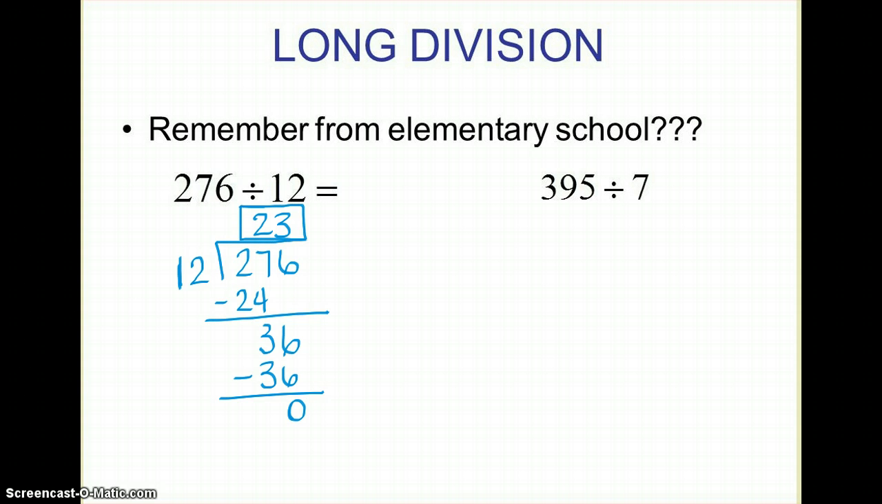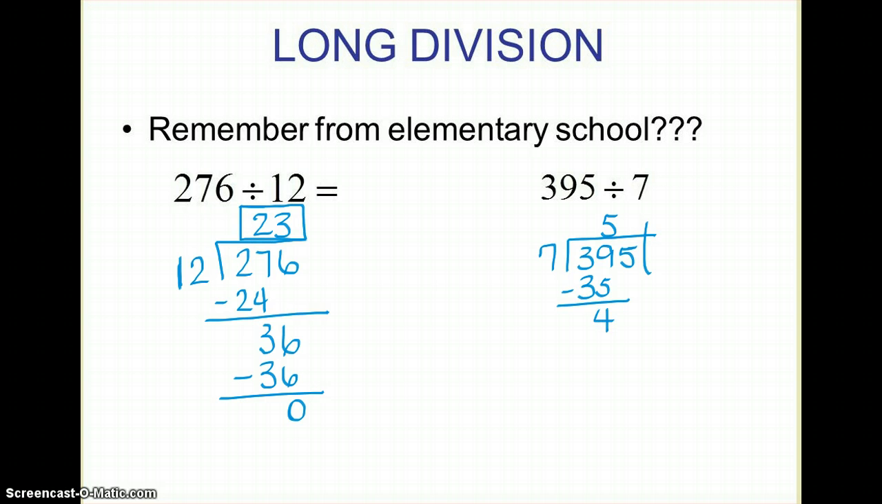Now, we also had problems like this one, 395 divided by 7. When we were first learning long division, we would set up our problem, and again, we would look at this and say, okay, 7 doesn't go into 3, so 7 goes into 39, and it's going to be 5 times. 5 times 7 is 35. Do my subtraction. That leaves me with 4.